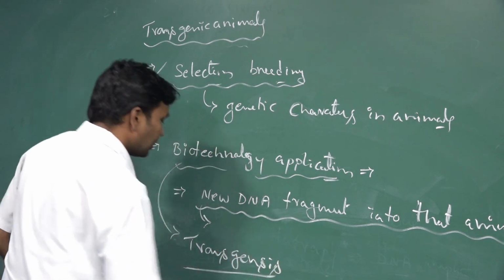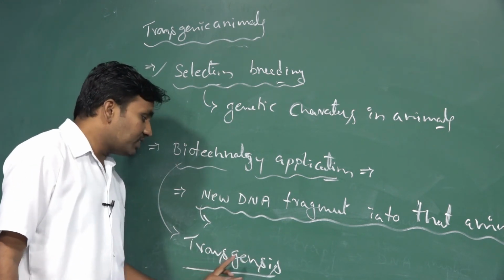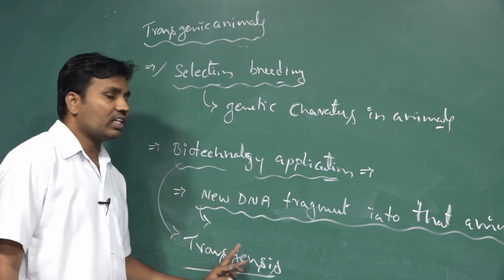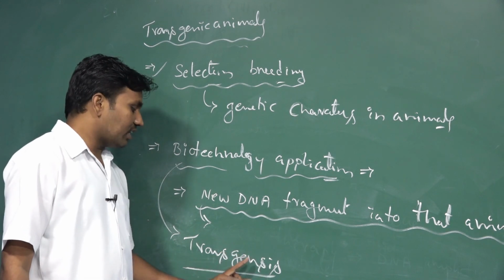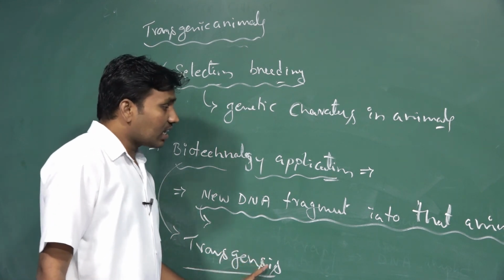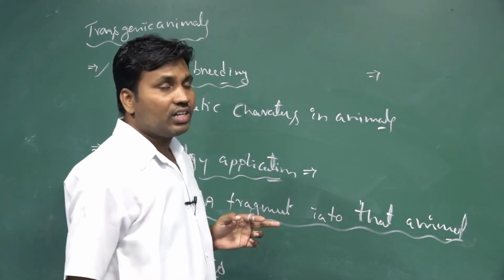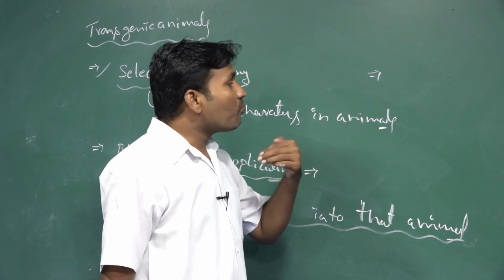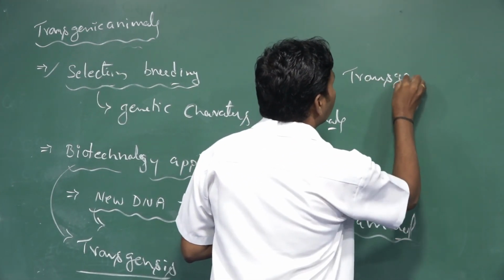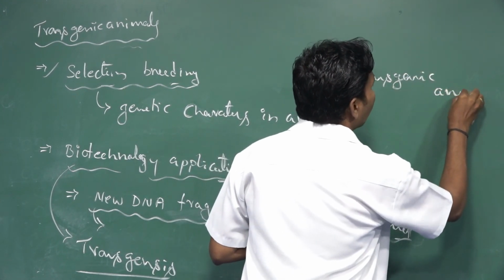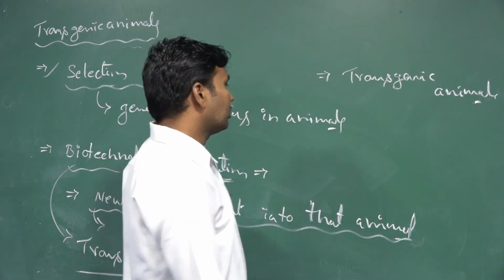That is the transfer of genes. Genesis means the genes. The transfer of genes from one individual to another individual. The desirable characters we are transferring here. This is called transgenesis. In the transgenesis process, whatever the animal, its genome becomes modified. That animal is called a transgenic animal.